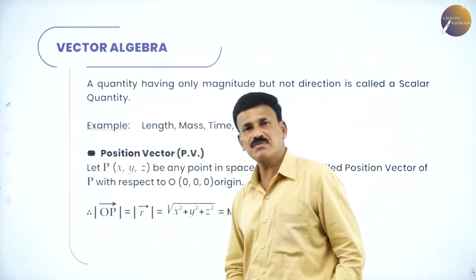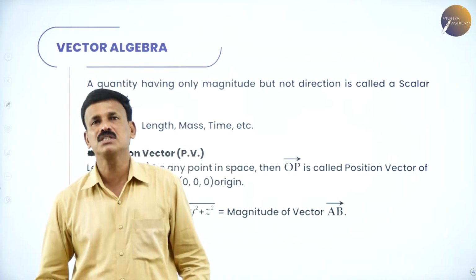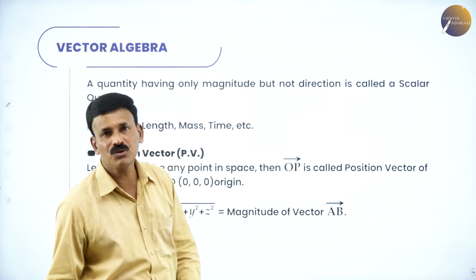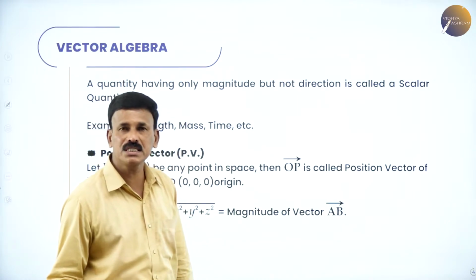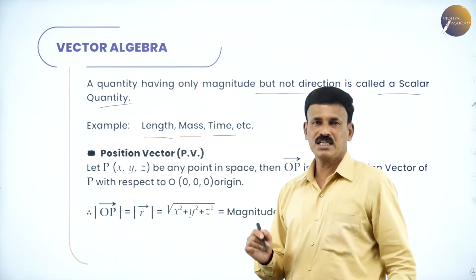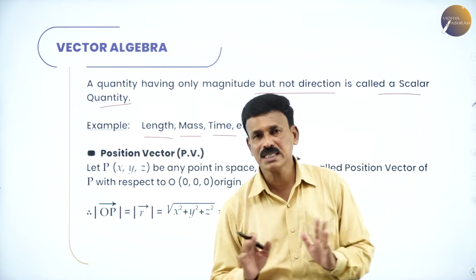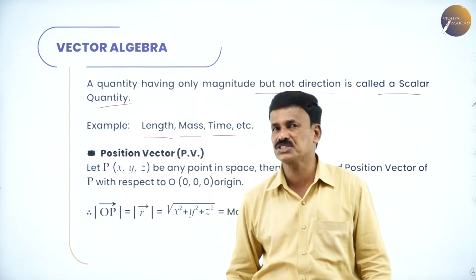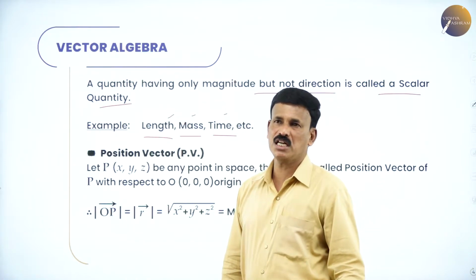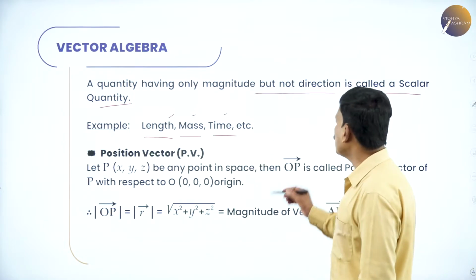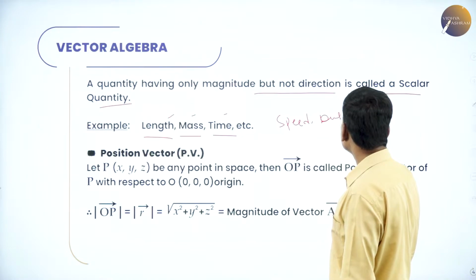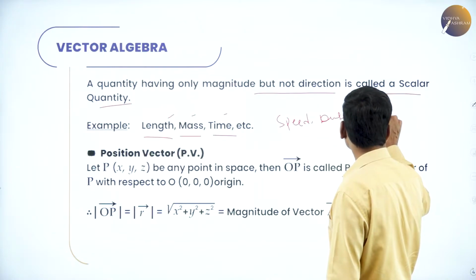Now, the opposite of a vector quantity is called a scalar quantity. A quantity having only magnitude but not direction is called a scalar quantity. It has a magnitude, length, but no particular direction. Examples: length, mass, time. These are all examples of scalar quantities. A few more examples are speed, density, and even volume also.